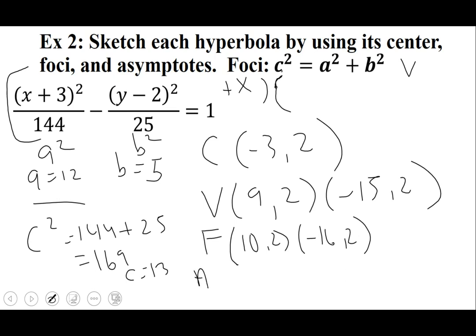Then for the asymptote, because this graph is opening from left to right, that's how you know that it's going to be b over a as opposed to a over b. And again, you don't have to memorize any of these equations. You simply have to go back and be sure to utilize them. Okay, so again, if we plug in the appropriate values here, it's going to be 2 plus or minus b over a, which is 5 over 12.